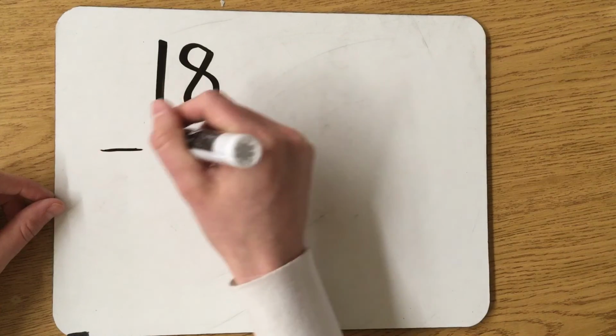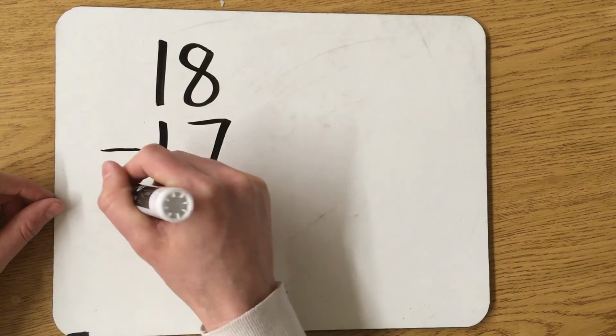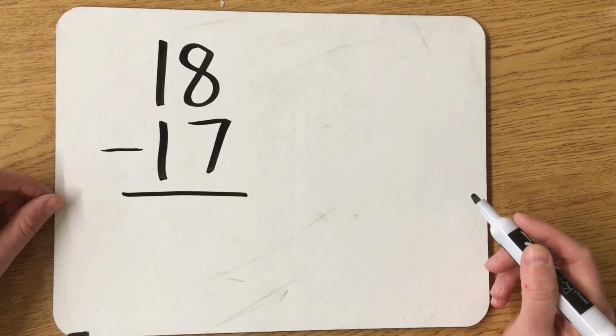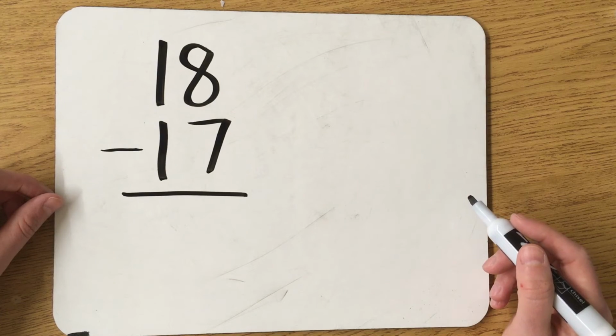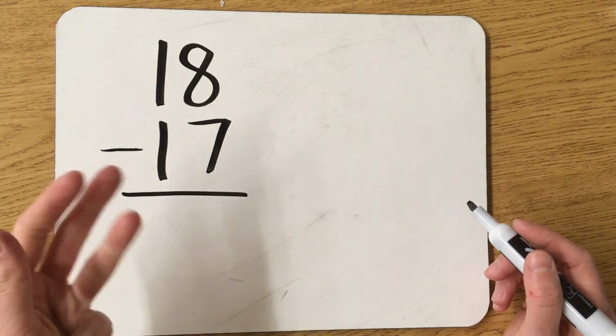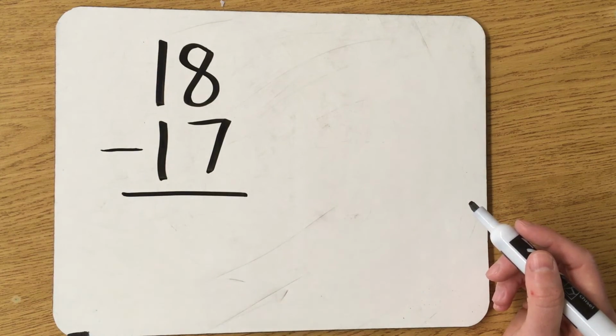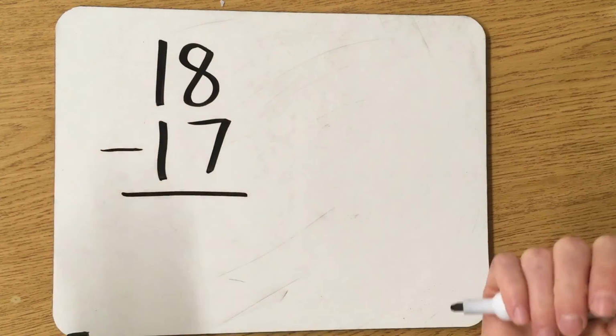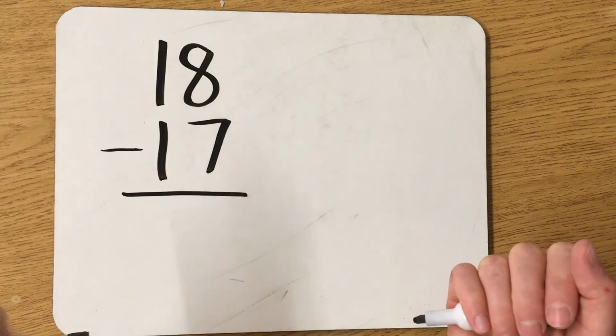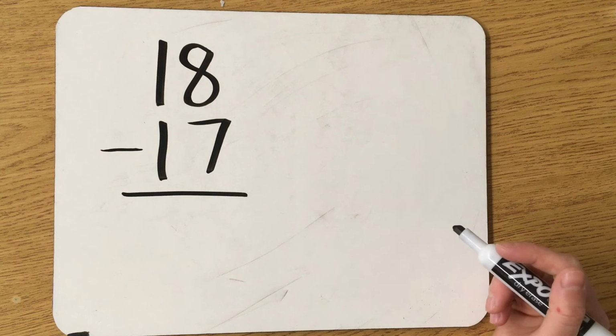18 take away 17. In the past, we learned a subtraction strategy where we counted backwards on our fingers. This would be very difficult to do. We don't have 17 fingers, and keeping track, counting backwards 17 times, would be very difficult. So in this case, thinking about addition to help us with subtraction might be the best strategy.